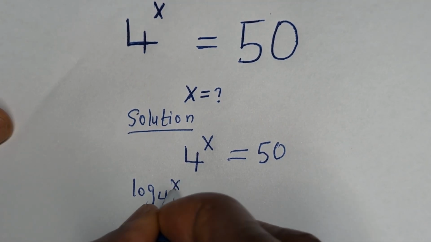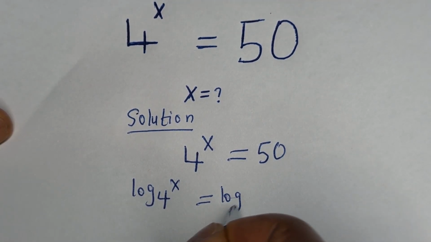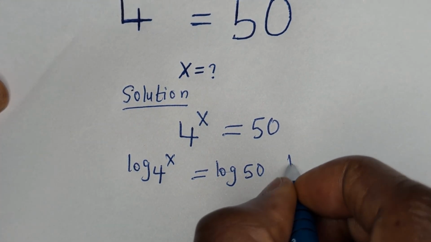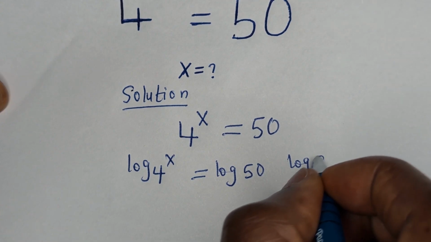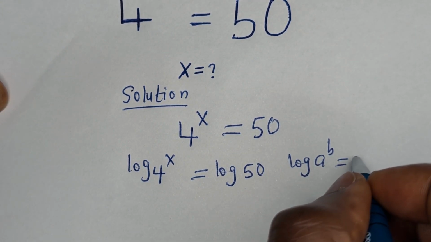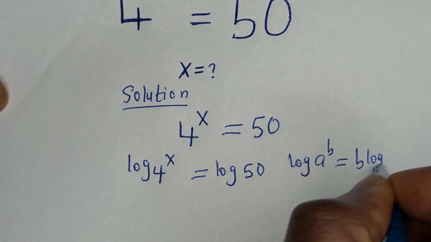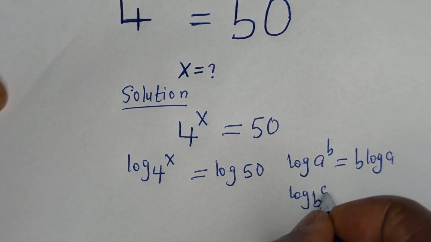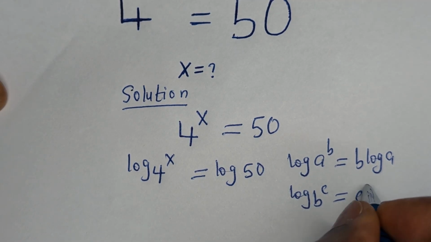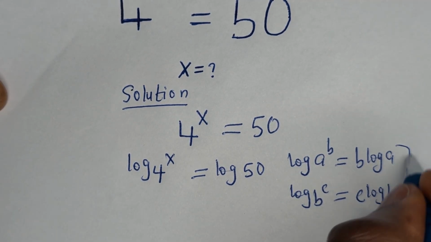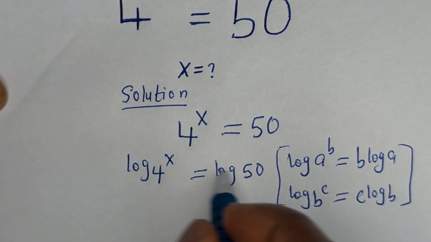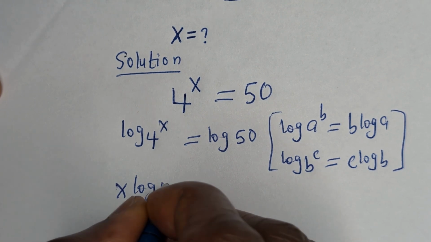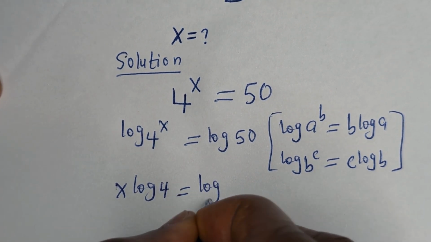Log 4 raised to power x is equal to log 50. Now take note of this, that if you have log a raised to power b, this is equal to b log a. If you have log b raised to power c, this is equal to c log b. Then this can be written as x log 4 is equal to log 50.